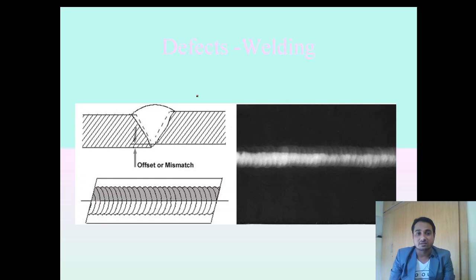If we are making a good fit up, then our weld quality will be good. But if at the time of fit up we make a mistake and the fit up was not proper, then it will lead to various welding defects. So this is one of them, the mismatch or offset.